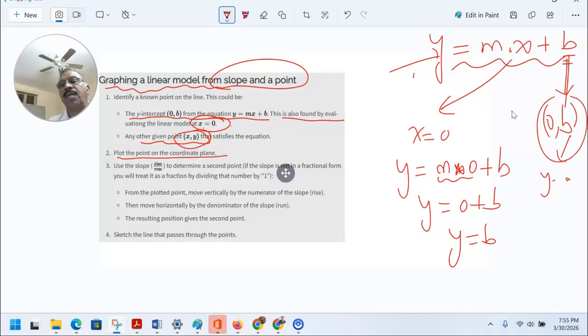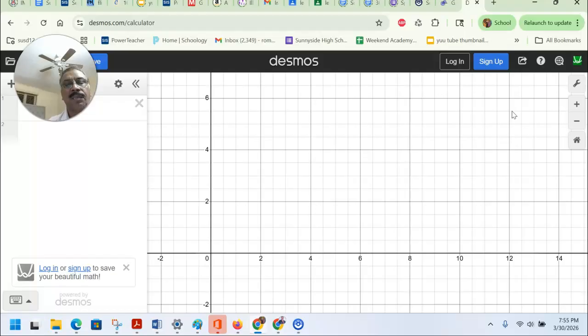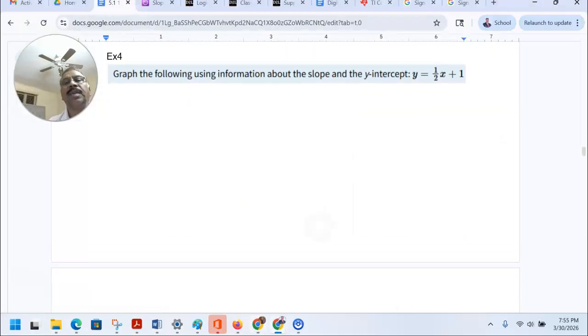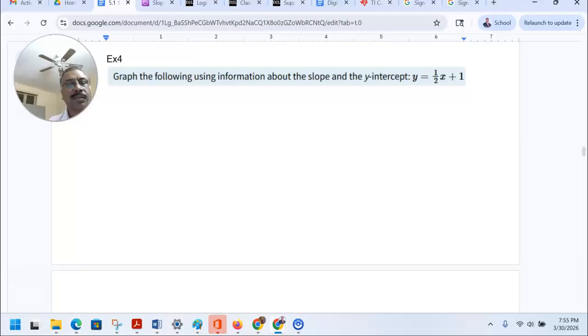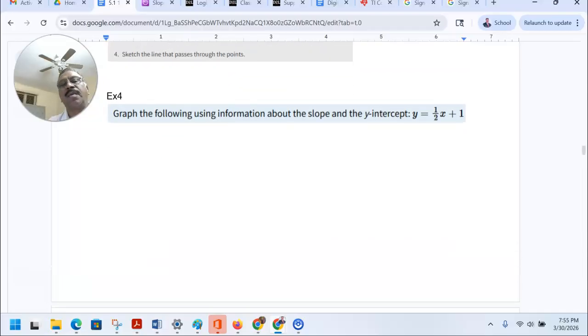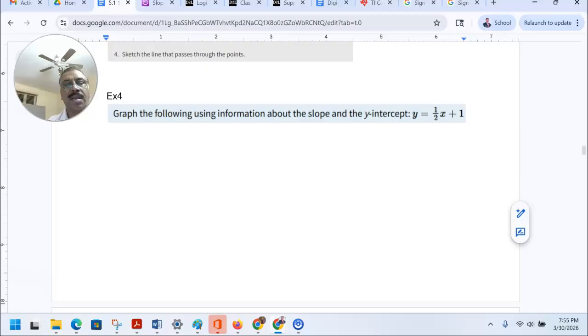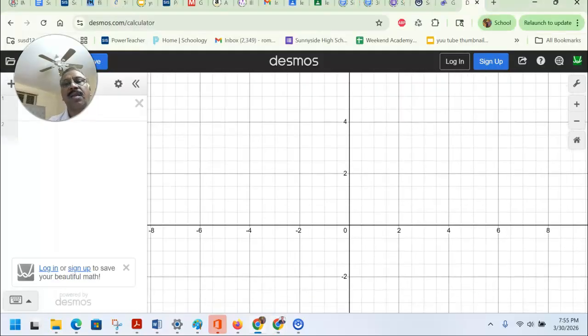Once you plot this point, then use the slope, rise over run, and plot accordingly. I'm going to show you. We'll use the problem they gave us. Example number 5 says graph the following using information about slope. They give y equals half x plus 1. So I'm going to take y equals half x plus 1.